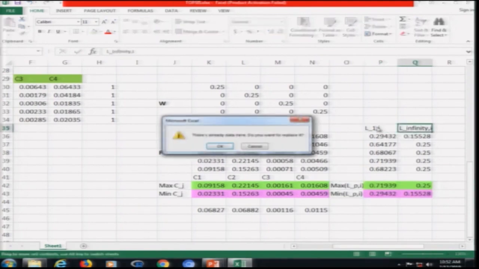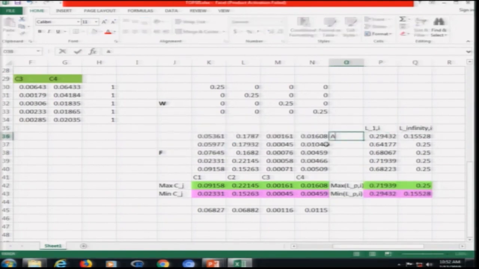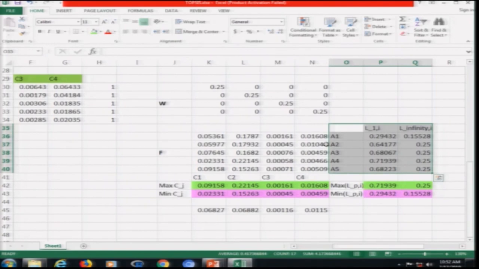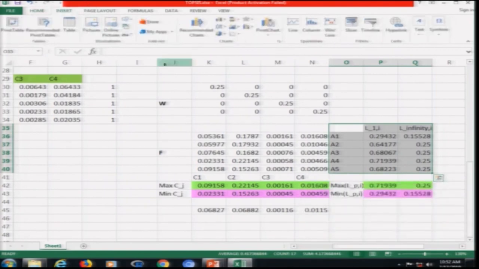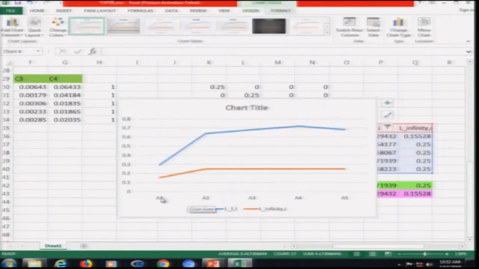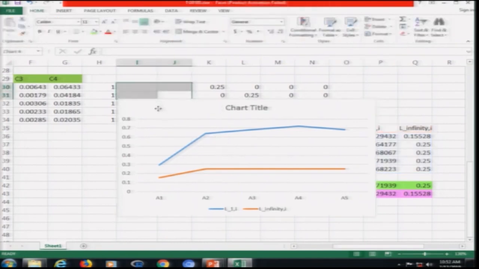If I have the L infinity, this is for A1, A2, A3, A4, A5. This is the maximum distances which I can have. Now, if you find out for all the combinations of the alternatives, you will find that for A1, the difference between the max and the minimum is the least, while it is maximum for A4. So, when you compare the combinations of all the alternatives for each combination of the criteria, the ranking changes. So this is one graph.